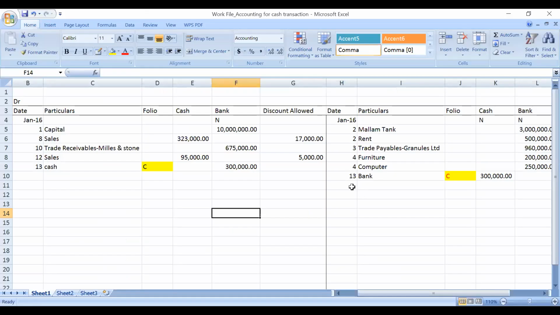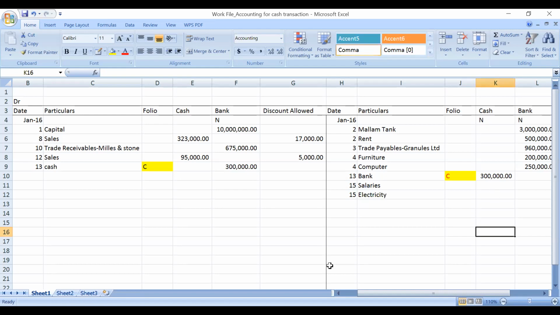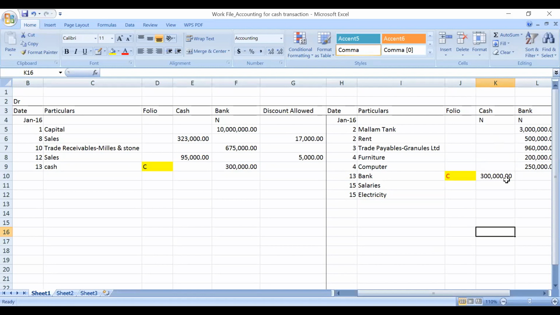You are making payments, so that means the money is going out. We have 15, and we also have 15 as well. So we are going to have our salary, and we're also going to have electricity as well. So electricity is how much? Electricity, 10,000, and it's by check. So that means it is through the bank. So 10,000.